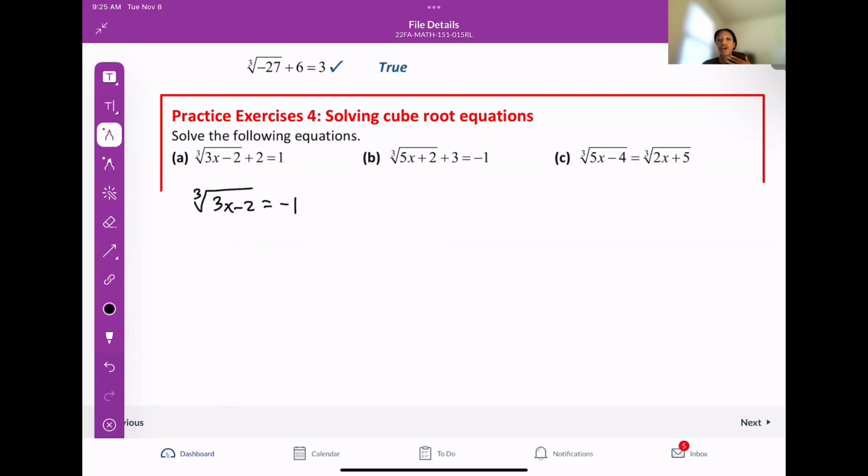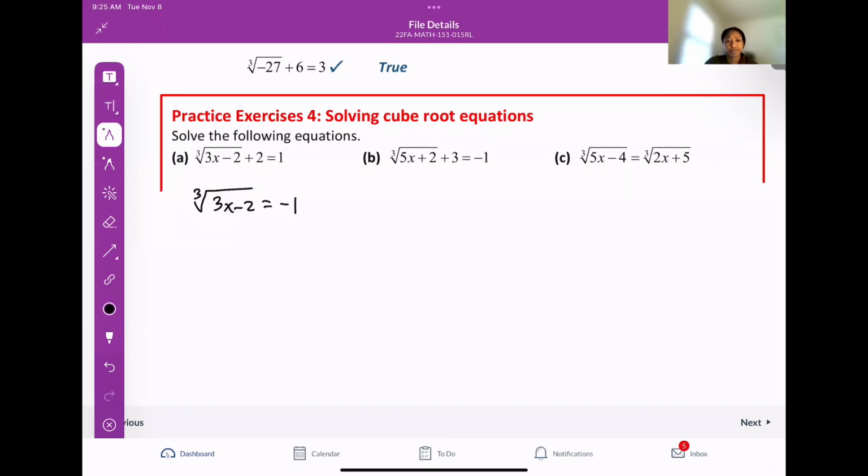Now I should say this, for a square root equation, if you end up trying to isolate your square root term and you get your square root equals a negative number, remember, that's not possible. Our square roots can't be equal to a negative number. So you would just stop there for a square root equation. For a cube root equation, your cube root can be equal to a negative number. So this we can continue on with.